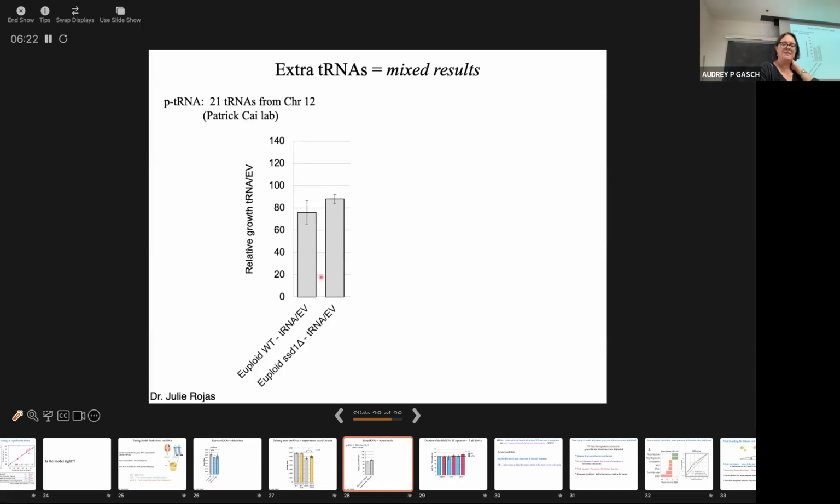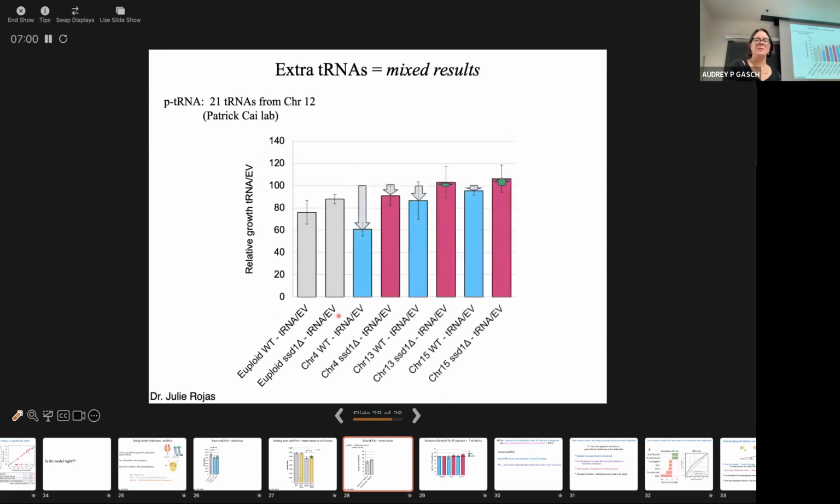So here I'm showing the growth rates, Julie is showing her slide in a little bit of a different way. It's the growth rate of the cells that have the tRNA plasmid normalized to the same strain with the empty vector. So what we expect, here's the 100%. If these cells with the tRNAs are benefiting, we would expect the bar to be over 100%. But in fact, we don't see that. We see that the euploid cells with the tRNAs are actually growing slower than the empty vector. So the euploid does not like the extra tRNAs.